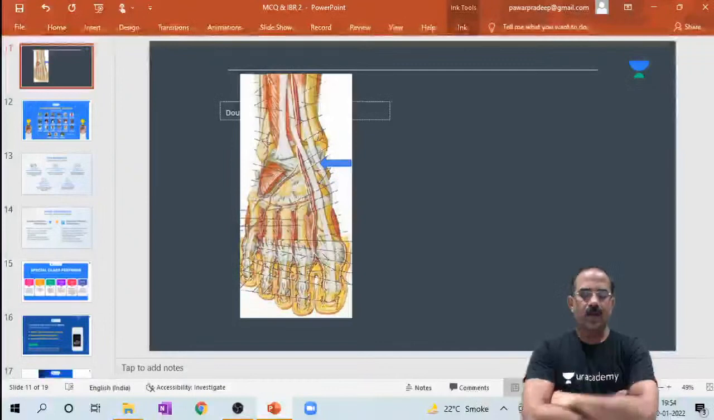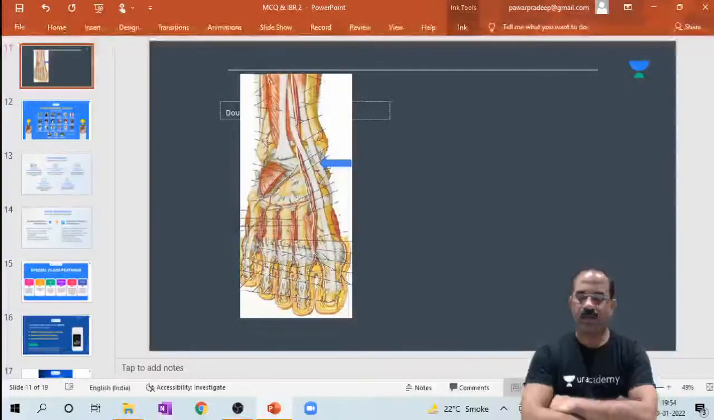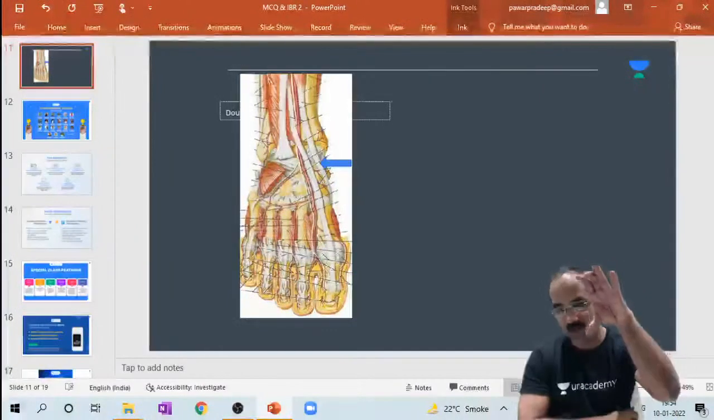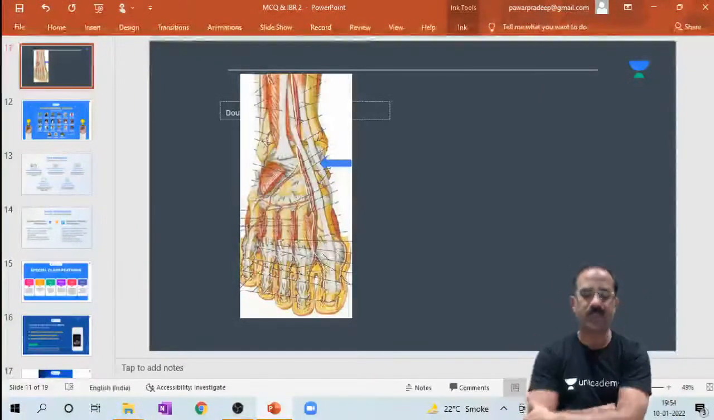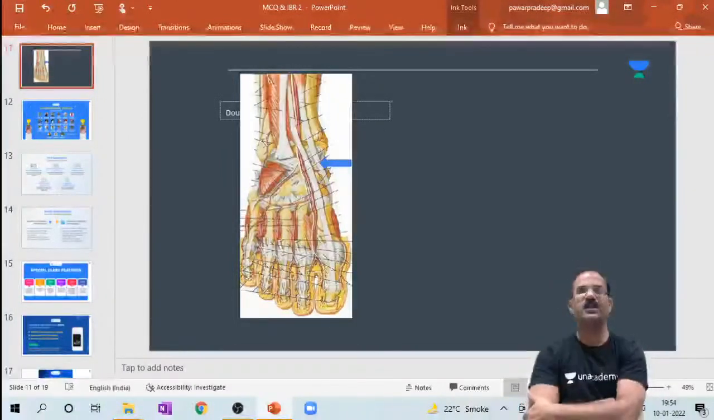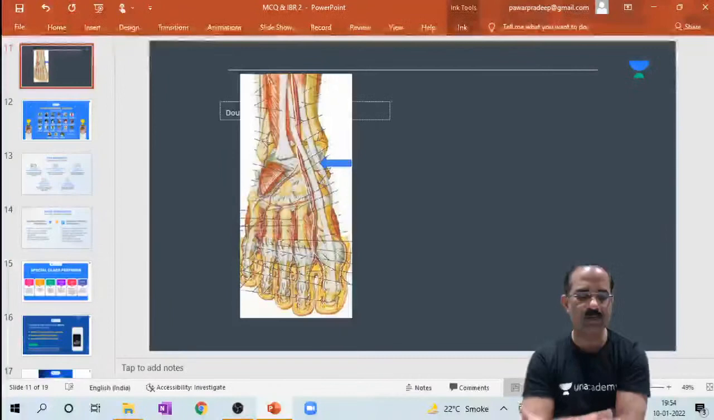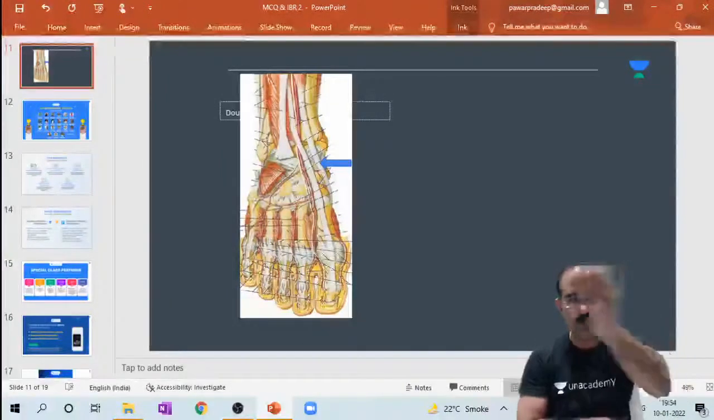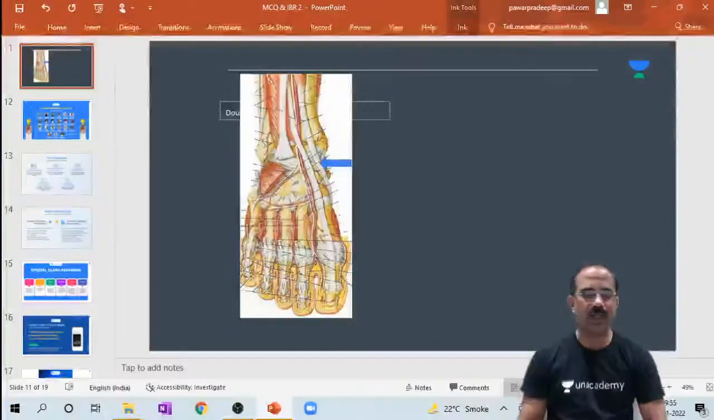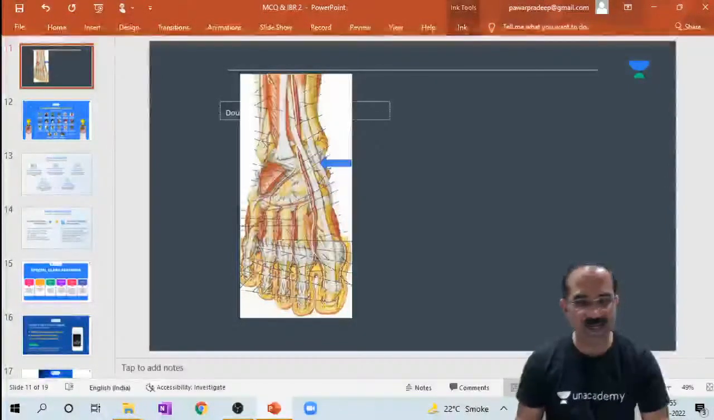Yes. What is this pointed structure? Can anyone answer this? Which aspect of the foot is this? This is the anterior aspect of the foot, or the dorsal aspect, to be very specific, also known as the extensor aspect. Yes, very good. That's the tibialis anterior. You got this very right. Congratulations, that's the tibialis anterior.